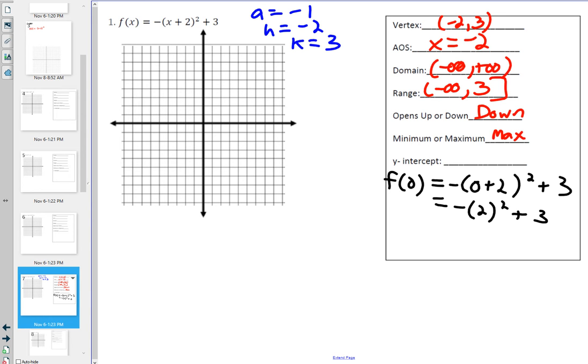Now where you would make a mistake here is that you would want to square the -2, but that negative is outside of a parentheses. So really you're just squaring the 2, which is giving you 4, but the negative stays in front. What's -4 plus 3? -1. So I'm going to cross the y-axis at 0, -1.